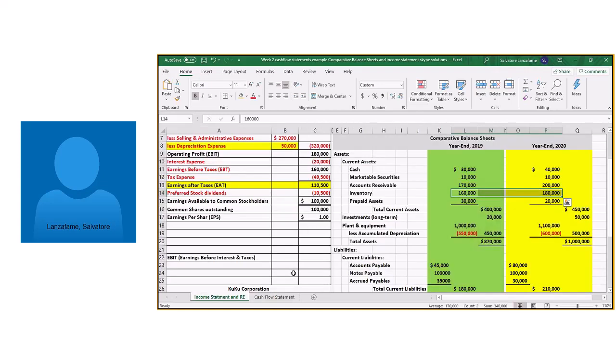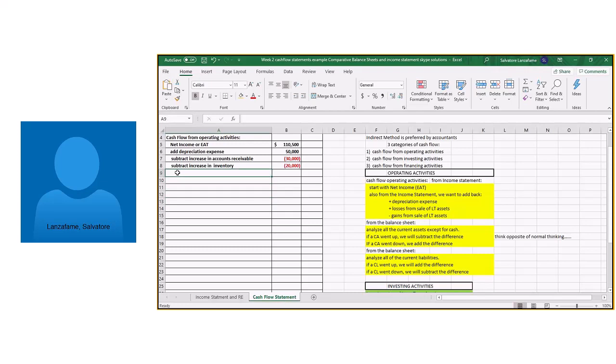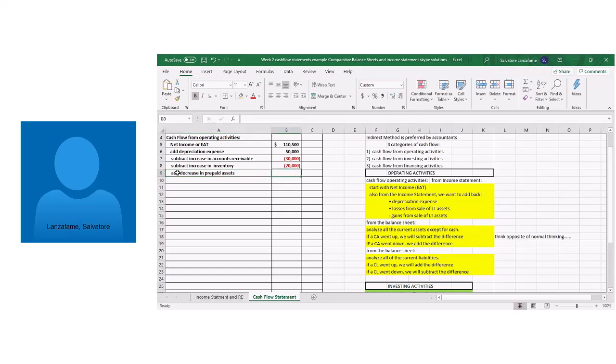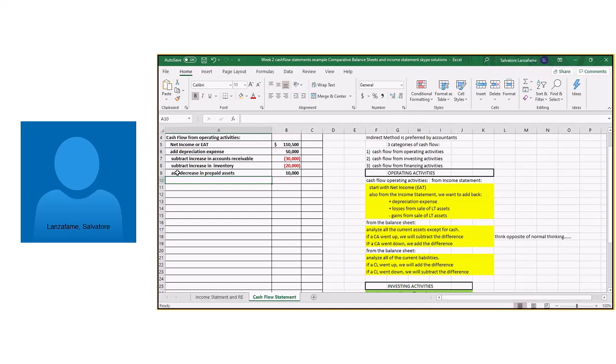Okay, let's see. We had one more current asset, and that was the prepaid assets. So it went from 30 down to 20. So it went down by 10,000. If we're working opposite, something that goes down, we add. So we're going to add the decrease in prepaid assets. So I just follow the rule. I don't even need to know what they are or what it even means. As long as I follow the rule, I can kind of make my way through this maze. So just follow the instructions.